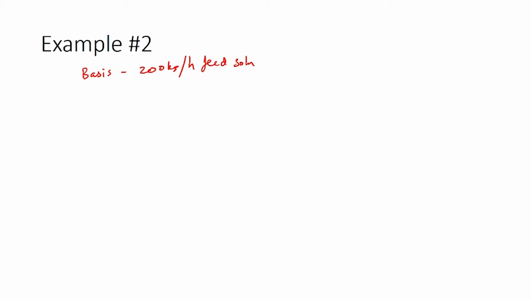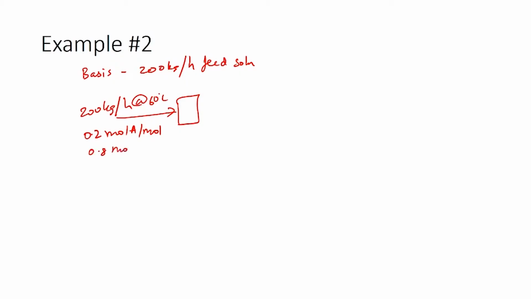Now, let us draw the flow chart. You have a process where 200 kilograms per hour at 60 degrees Celsius is coming in. This contains 0.2 mole fraction of A per mole of the mixture, and the rest is 0.8 moles of water per mole of the mixture. A is the sodium acetate.